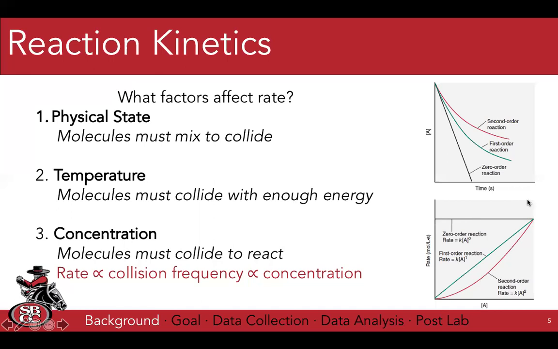You can have more, you can have less, but how much product you make is indifferent to that concentration change. And that's a 0th order reaction. You would expect that if you graphed rate as a function of concentration, you get a straight line.